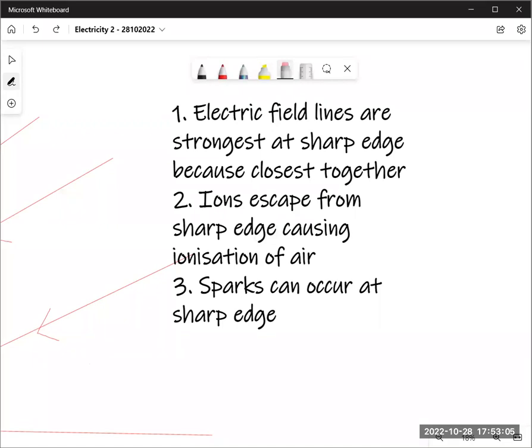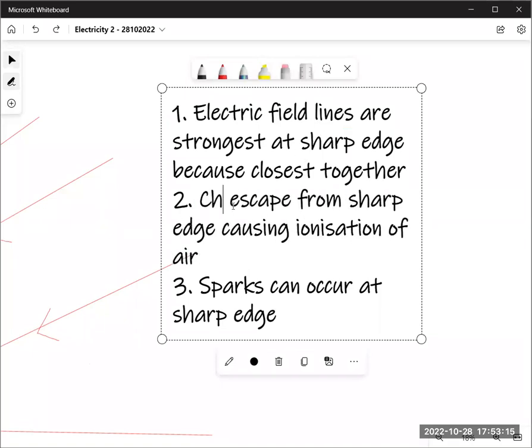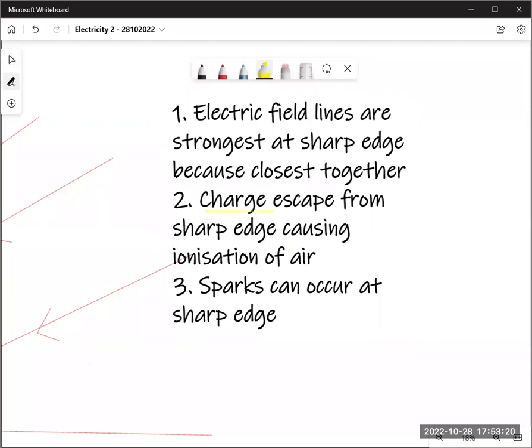What basically happens is the ions, no, actually, just a second. I want you to change this word in the notes, right? Instead of ions, write charge. Charge escapes from sharp edge. Please change it and tell me when you're done.